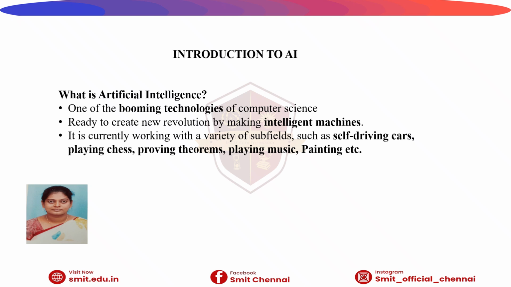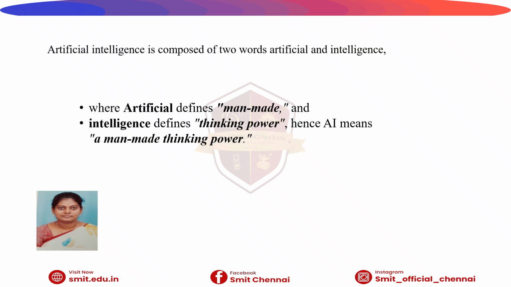The third point, some of the subfields or practical applications include self-driving cars, playing chess, proving theorems, playing music, and various other applications that come under AI. Understanding this word: what is artificial and what is intelligence? Artificial means man-made, intelligence means thinking power. So in short, we can say AI is a man-made thinking power.